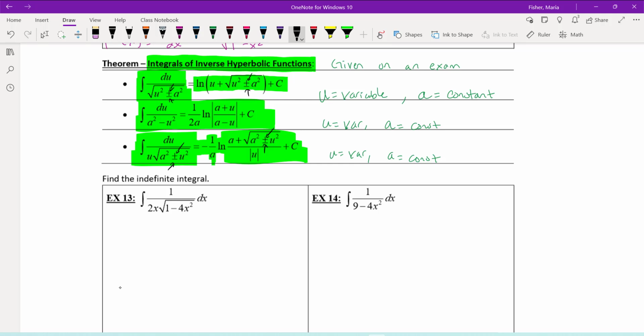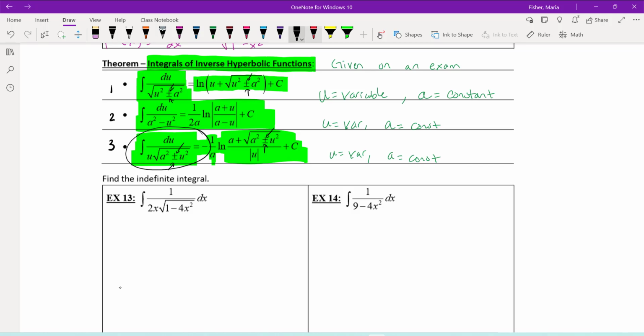For numbers 13 and 14, we're asked to find the indefinite integral. Much like we did when we were looking at the Calculus 1 review and we were trying to find the indefinite integral of inverse trig. For inverse hyperbolic functions, what you want to do is see, of the given, which one of these three they match. They match the first one, the second one, or the third one. Then you find what is a, what is u, and what is du, and then you just plug it into your formula. So if I look at number 13, it looks like number 3.